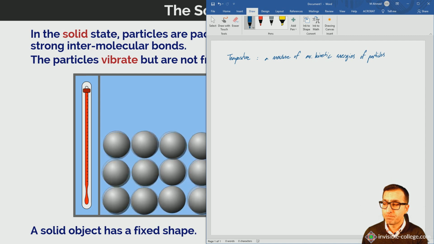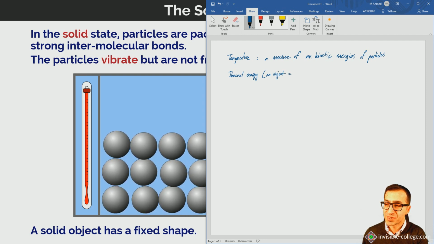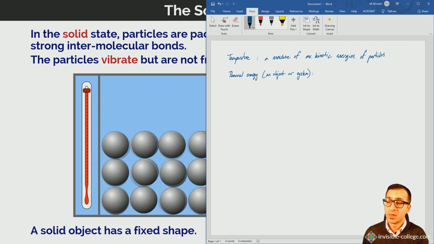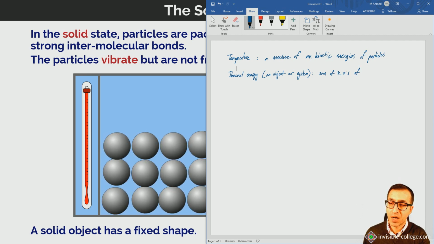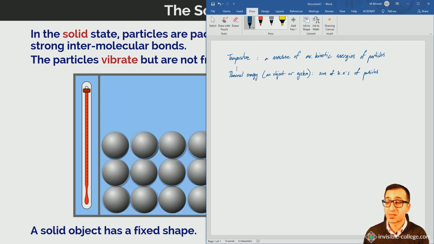Now you might come across the term thermal energy. This is the term used to describe an object or system. So when we use the term thermal energy, we're using that term in reference to the thermal energy of an object or a system of objects. So the thermal energy is the sum of the kinetic energies of the particles of that object or that system.